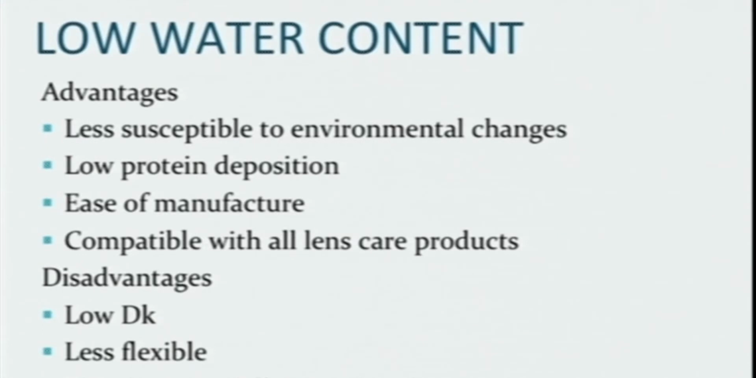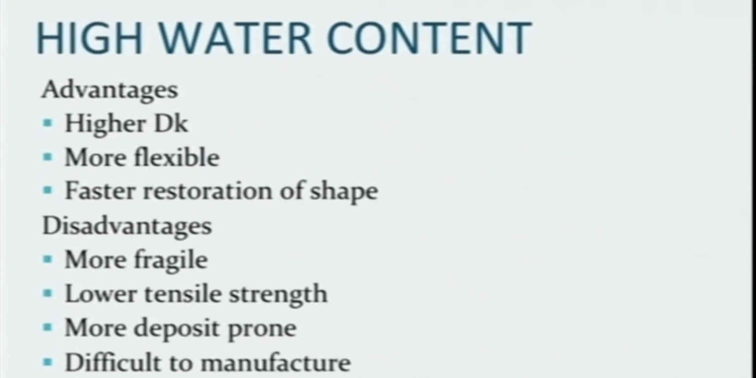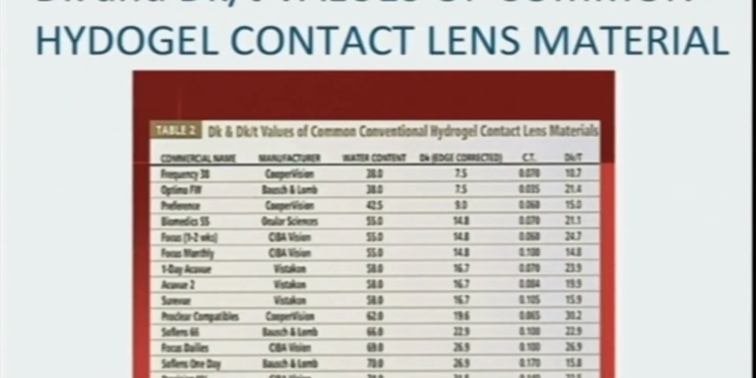The advantages of low water content: it is less susceptible to the environmental changes, has a low protein deposition, and it's easy to manufacture. The disadvantage is a low Dk value, which is the water content of the contact lens. High Dk value: it's more flexible and has faster restoration of shape, but the disadvantages will be that it is fragile, has lower tensile strength and is more deposit prone. This is the FDA classification for Dk and Dk by t values. t is the thickness of the contact lens. The higher the Dk by t value, the thinner the contact lens.